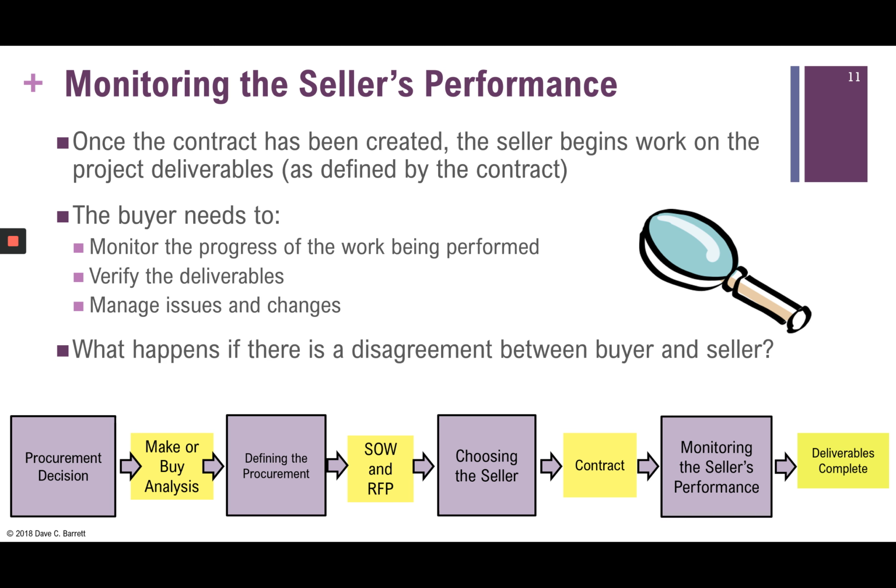Now the question becomes, what if there is a disagreement between the buyer and seller? It's now two organizations, and there are not necessarily agreed upon remedies for that. That's where it's important to understand that there is a legal contract involved, and there are specific approaches that can be taken. I recommend reading the paragraph at the top of page 181 of your textbook, which describes some of the things that can happen if there is a disagreement between the buyer and the seller.